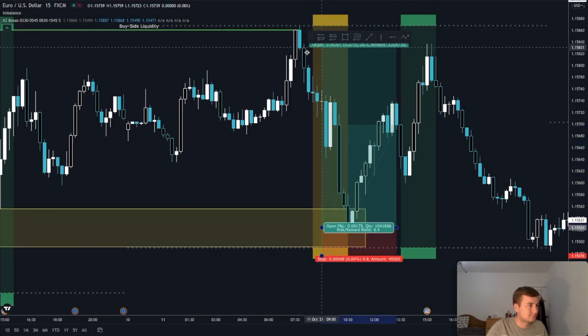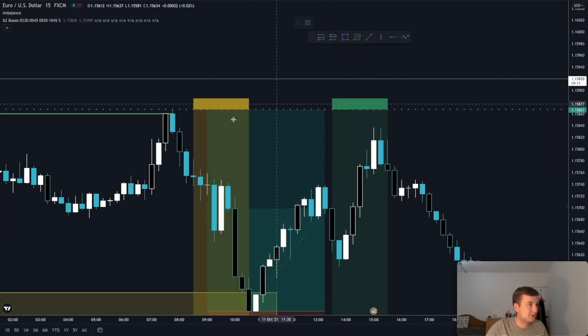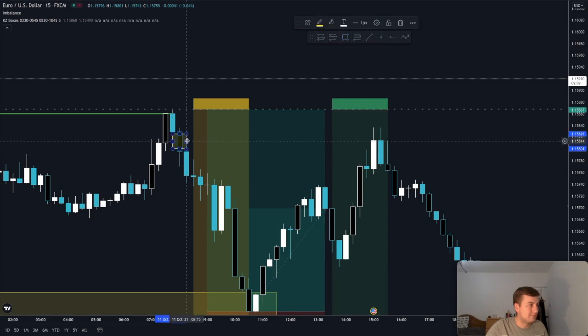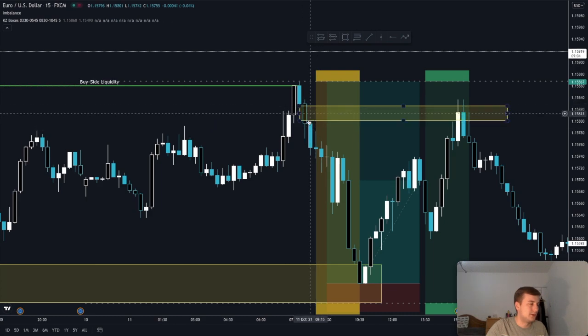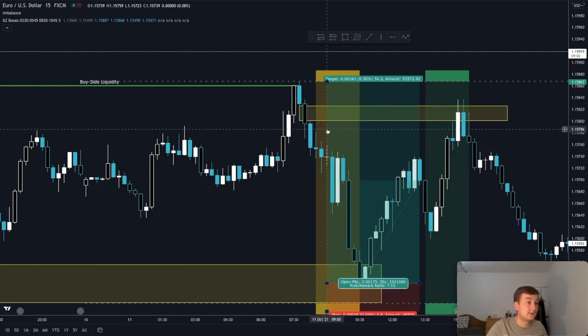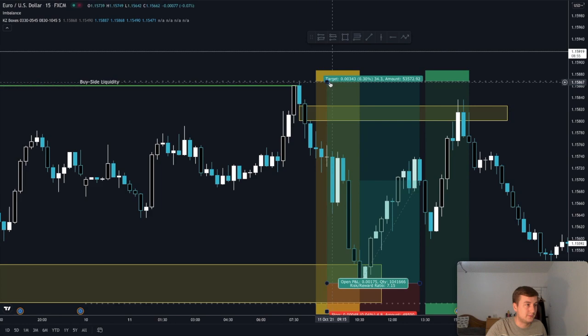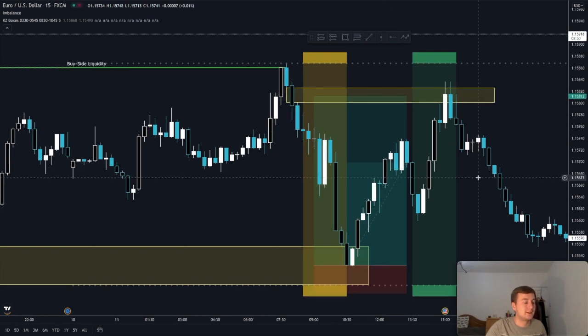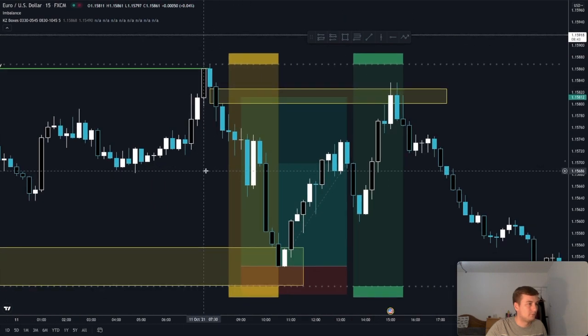Target would have been this high, but then you also could have been wary of this imbalance right here, because you know that imbalances are reversal points. So price could have reversed at this level, so you would have taken a large sum of your money off at this point, which is still 6 Rs. Okay, 6 R trade, guys. Can't really go wrong.